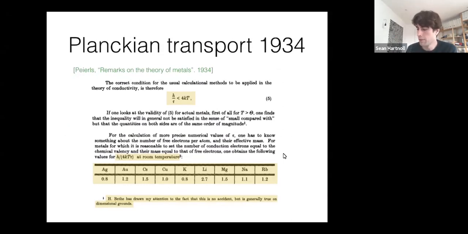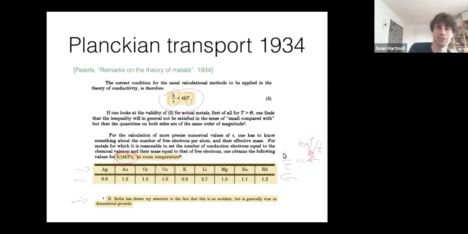He wrote down the condition for perturbation theory to be valid, which is that the lifetime in Planck units should be less than the temperature. Then he looked at this ratio, the decay rate in units of the temperature. For all these conventional metals, copper and so on, the ratio is basically 1. That's the statement that for all of these materials at room temperature, the lifetime is of order hbar over kBT. There's a footnote saying that this just follows from dimensional analysis.